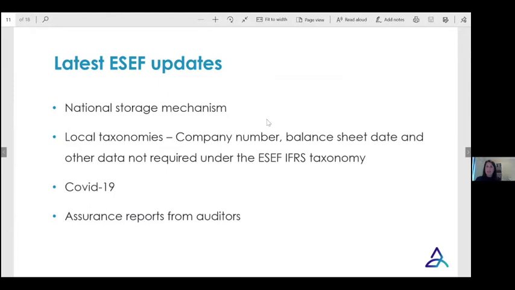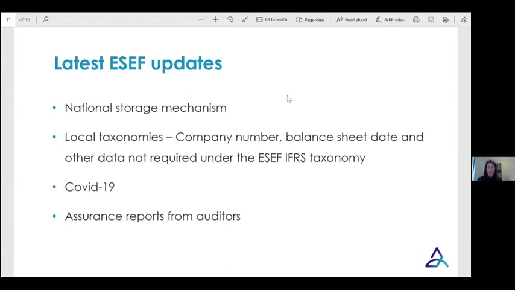So some of the latest updates that have come across my desk in the last month or two. The first is around the national storage mechanism. As I said, the national storage mechanism is going to be Companies House.